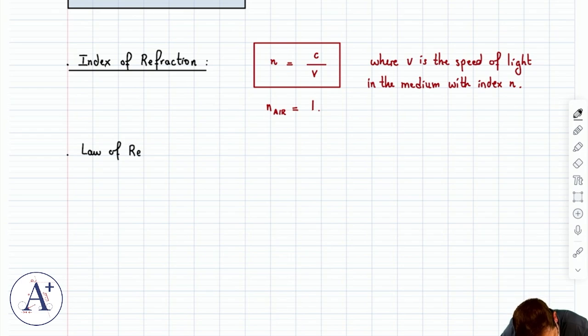So then let's talk about the law of reflection and Snell's law.